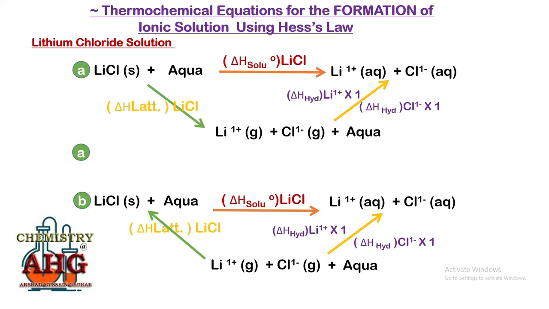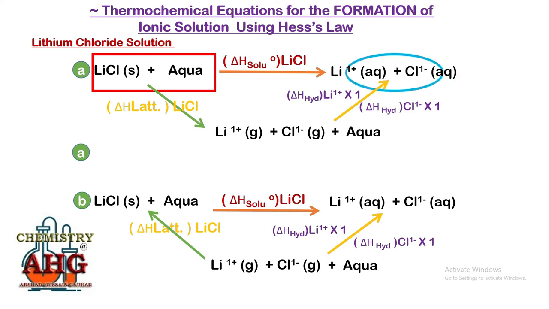So if you just apply this idea, you can come to know that lithium chloride solid and aqua, this is the initial stage, because you can see two arrows taking a start from this position. And what will be the final stage? The final stage will be the hydrated lithium and chloride ions, because two arrows are ending up at this position.